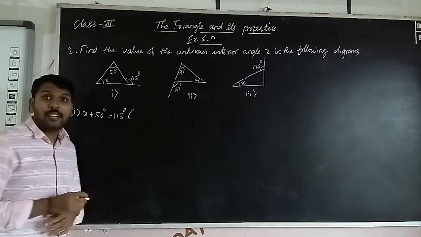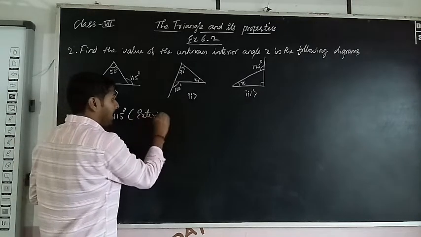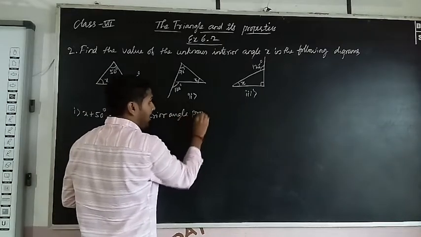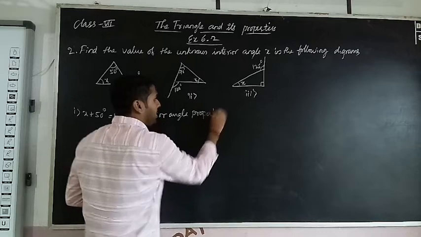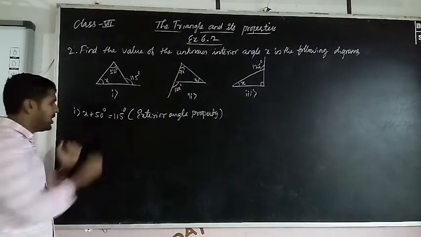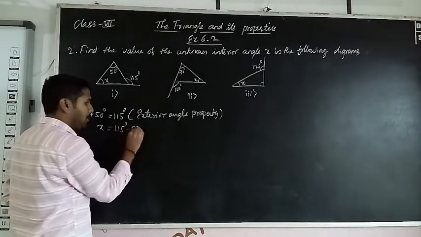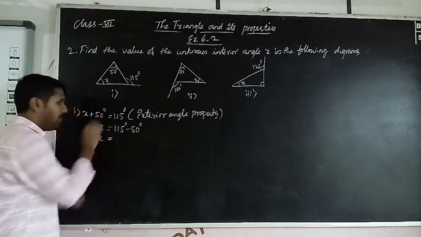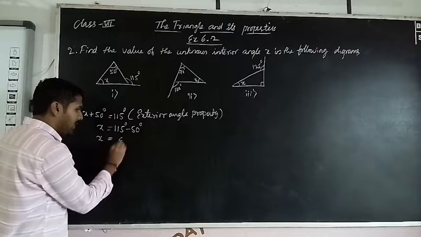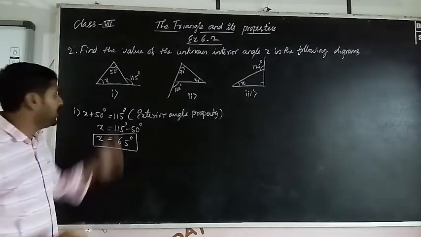You should write the reason. What is that? Exterior angle property. So now shift this 50 to the right side. The sign will change. So x equals 115 minus 50. So what will be the answer? Final answer: x value, 115 minus 50, is 65 degrees. So this is the first one.